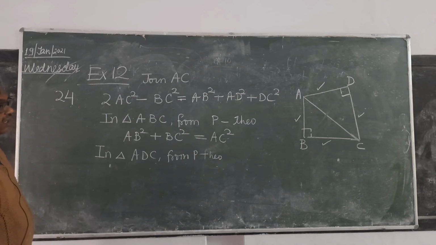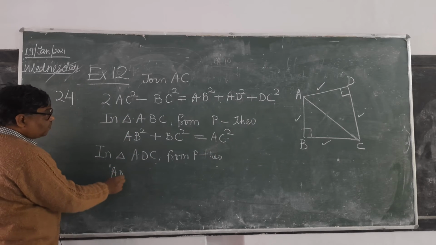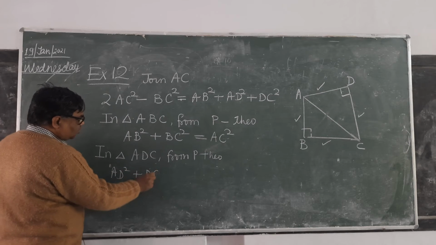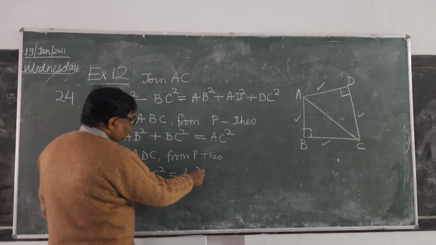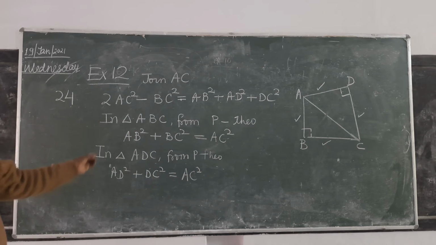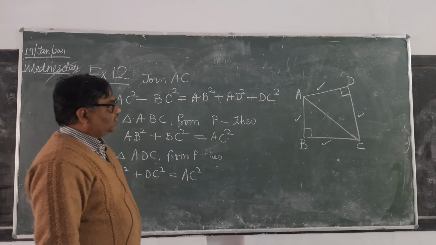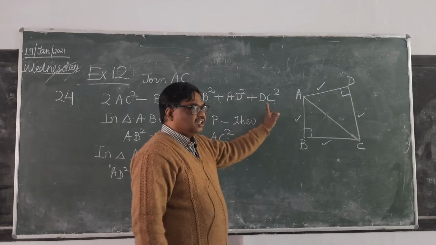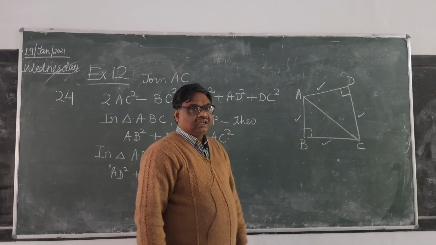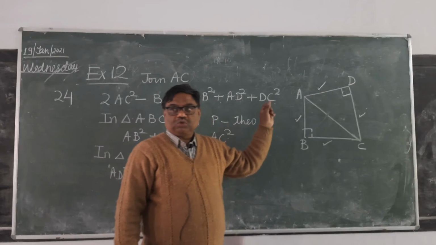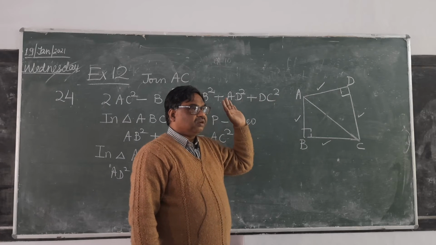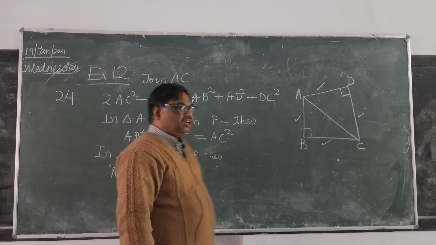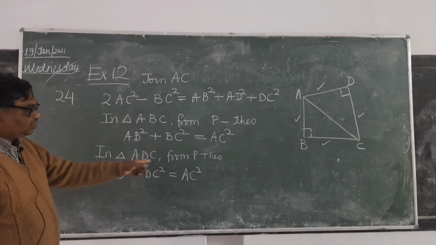You will get AD square plus DC square equals to AC square. And in geometrical provings, you will take care of one thing. If suppose in question it is mentioned DC, then you don't write CD. Though DC and CD both are the same things, DC square and CD square are same, but you write DC square. It's clear? You don't write CD square because in question it is given.